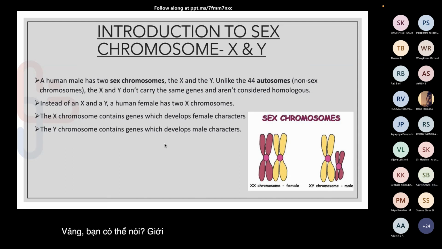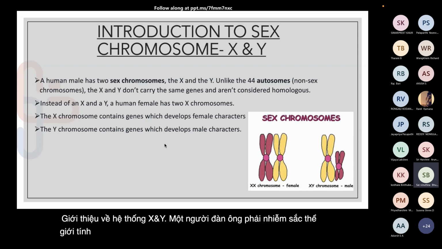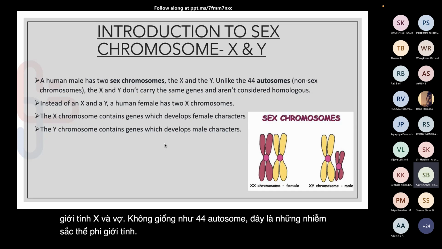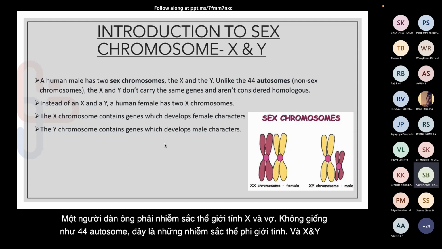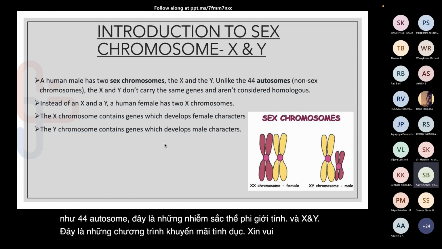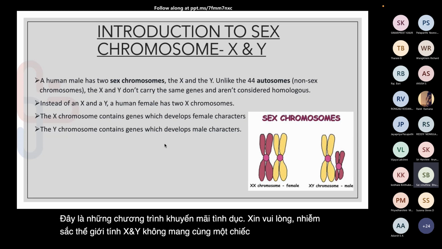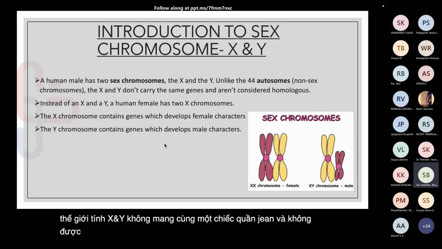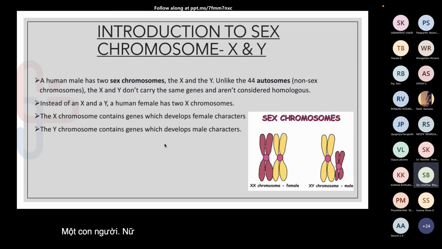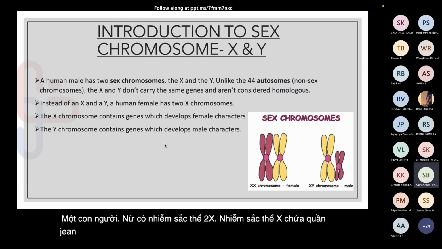X and Y. A human male has 2 sex chromosomes, the X and the Y. Unlike the 44 autosomes, which are the non-sex chromosomes, the X and Y are the sex chromosomes. These X and Y sex chromosomes don't carry the same genes and aren't considered homologous. Instead of an X and a Y, a human female has 2 X chromosomes. The X chromosome contains genes which develop female characters, and the Y chromosome contains genes which develop male characters.